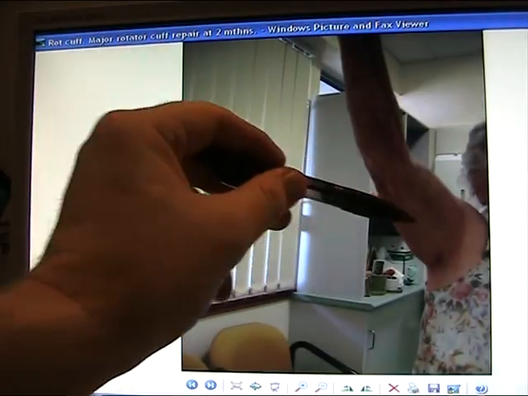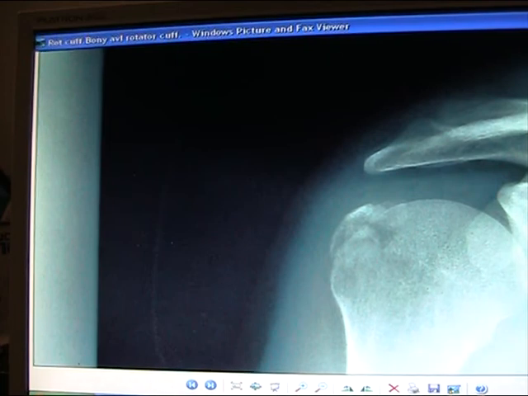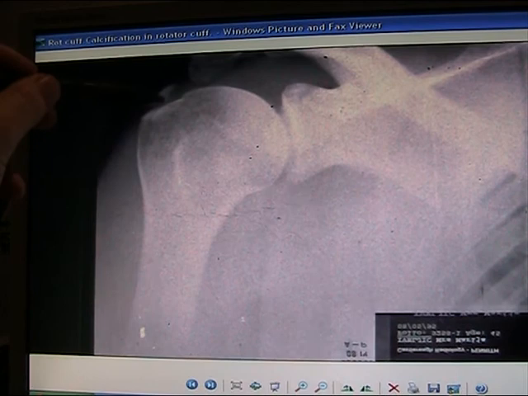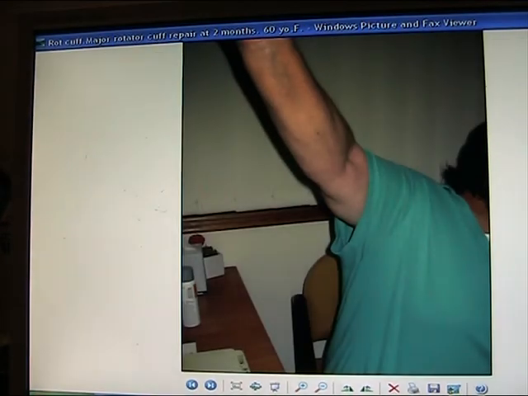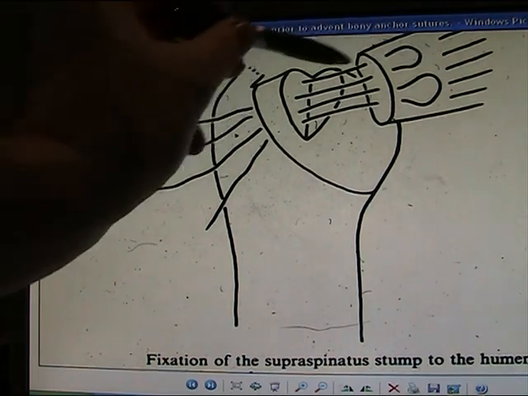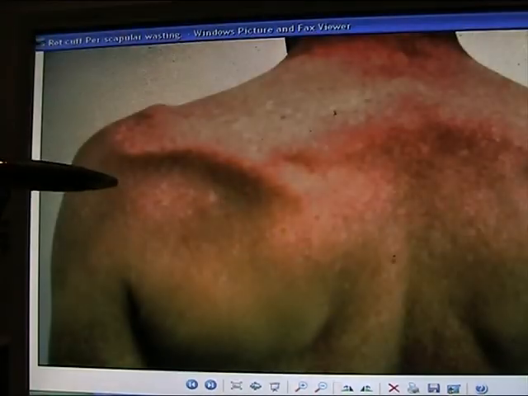Major cuff, rotator cuff repair, good, doing well at 2 months. Fracture of the greater tuberosity. Calcification, rotator cuff can be very painful. May need to excise it. Here's a repair at 2 months. There's the old way of putting rotator cuff in. Now I can use bony anchors.